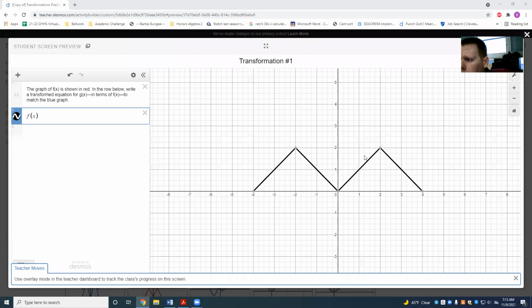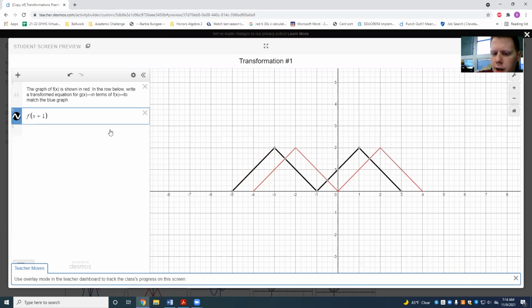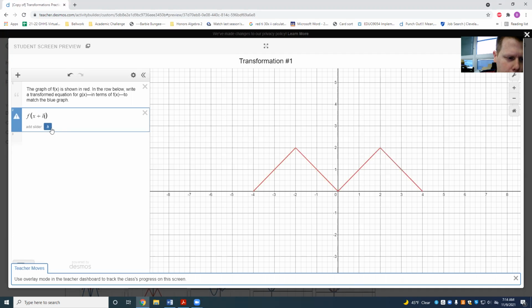All right, so back to our function. The next rule we're going to look at is if I add or subtract something inside my parentheses. So let's see what happens. When I add 1, add 2, add 3, add 4, add 5, how is the red graph moving to the black graph? And then let's look if we subtract. -1, -2, -3, -4, -5. And maybe just to show you with a slider really quick.